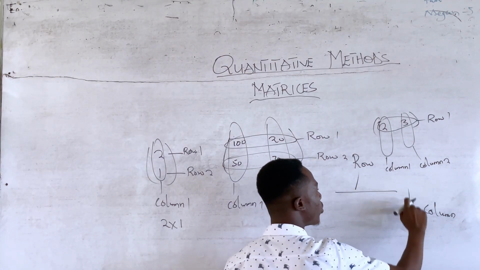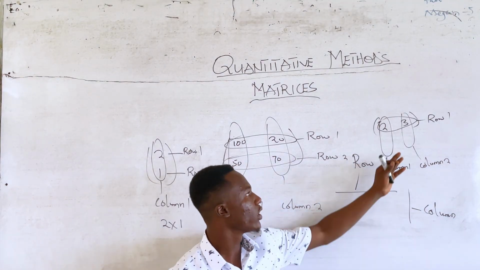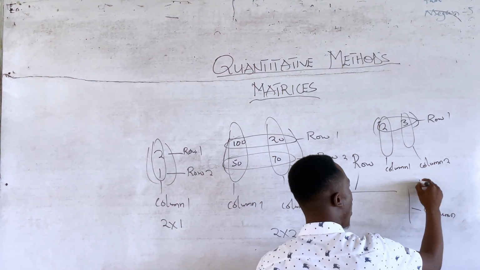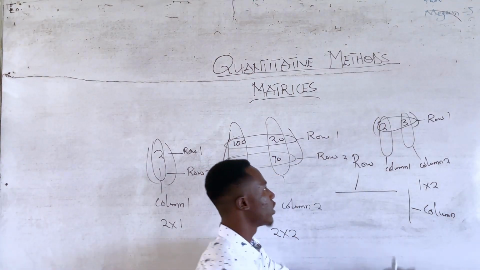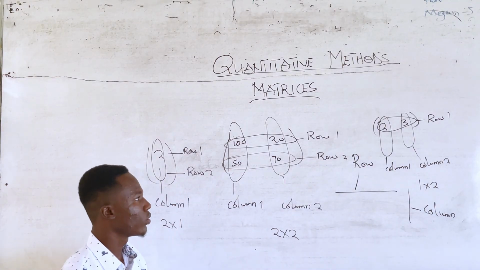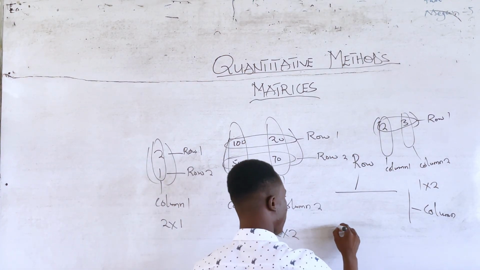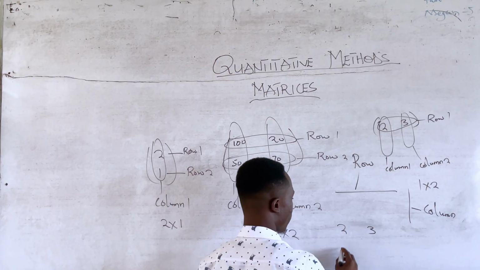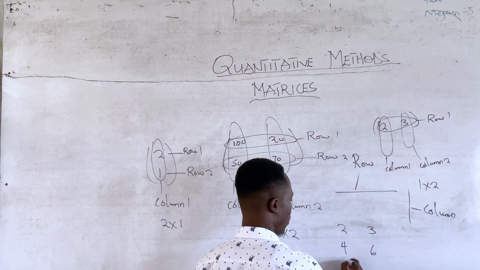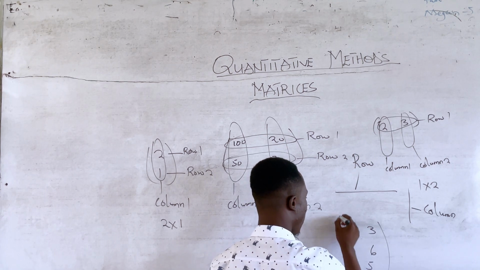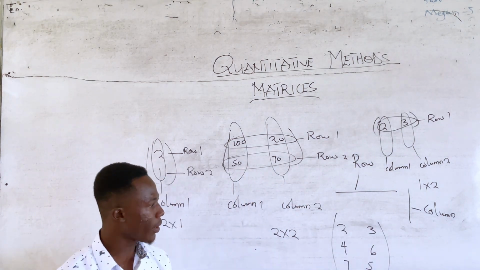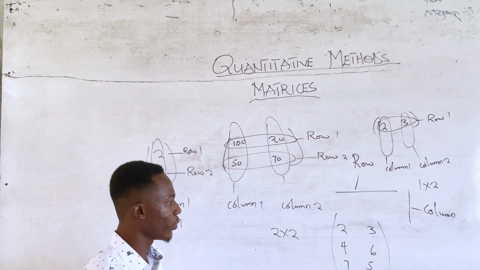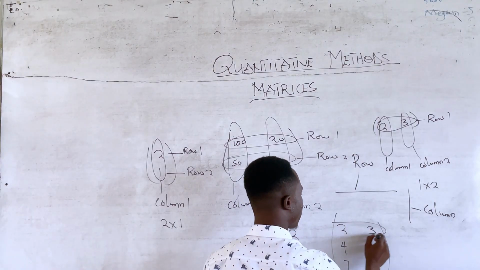Okay, so when you are pronouncing it, always the row comes first, then the column. So we say 1 by 2. This is 1 by 2. The same thing if you have 2, 2, 3, 4, 6, 7, 5. If you have this matrix and you are being asked to mention or pronounce the size of this matrix, the row comes first.